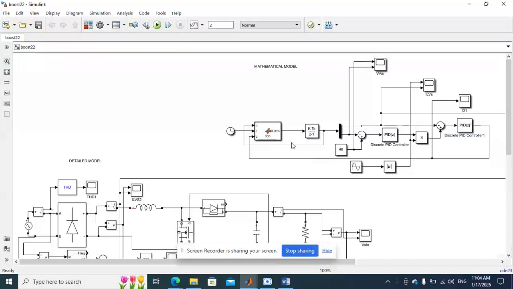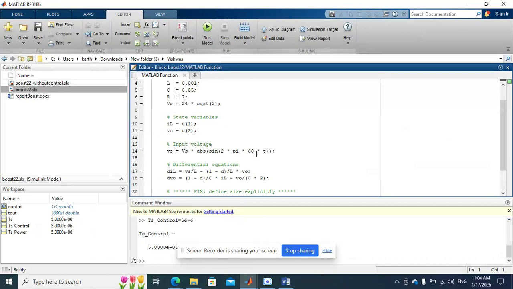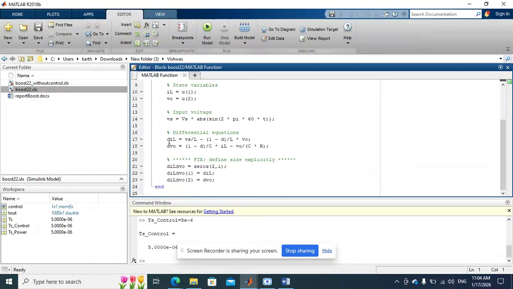Here this is the mathematical model, time interval, and the input is given as the inductor current, and this is the duty ratio generated from the PID controller. That is the closed loop. From this, using the function, we are creating a mathematical model. Just two outputs we are generating: DIL, DV naught, that is change in inductor current, change in voltage. Depending upon these equations, we will get the outputs: voltage and inductor current.